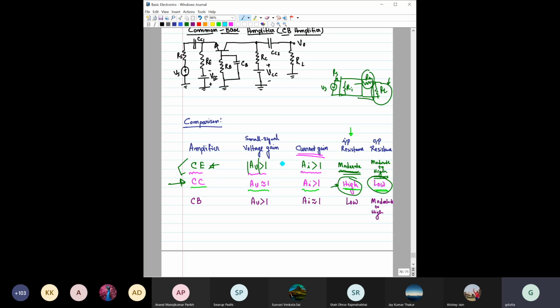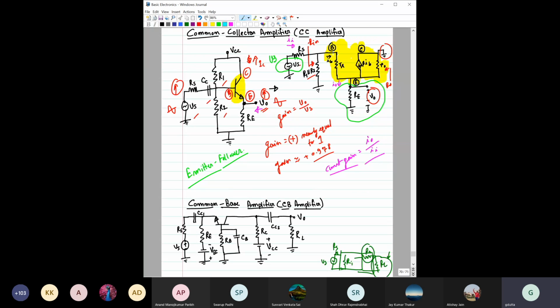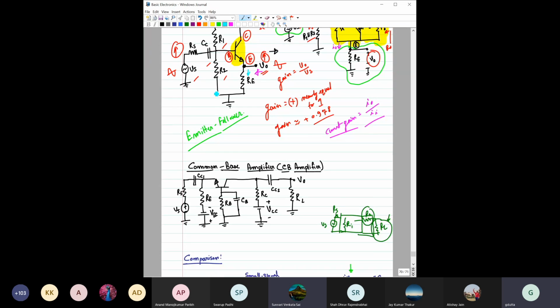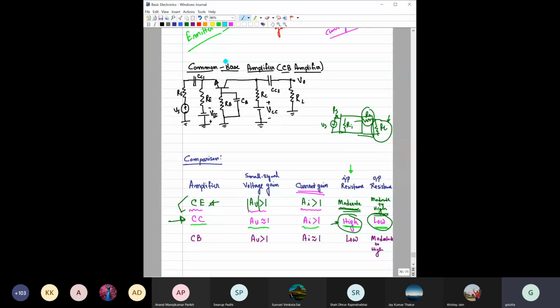For the CE amplifier, the output current is IC and the input current is IB, so that is greater than 1. For CC, you can expect the same thing. For the CC amplifier, the output current is IE and the input current is IB, so IE by IB is again greater than 1, right? But if you see the common base amplifier, the configuration is like this.